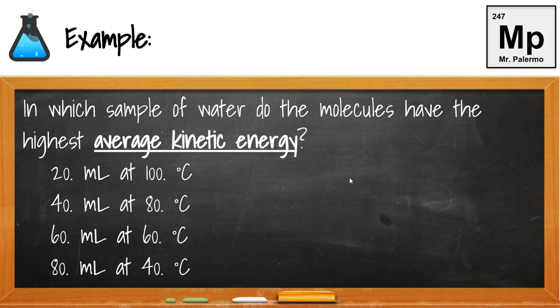So here's an example. In which sample of water do the molecules have the highest average kinetic energy? So again, kinetic energy being energy of motion. And so if you recall, average kinetic energy is a definition of temperature. So we can replace that with the word temperature. And now the question is much easier. In which sample of water do the molecules have the highest temperature? Well, in that case, it's going to be the first one, which is 100 degrees Celsius. So the question is basically asking, which sample of water are the molecules moving the most? Well, they're moving the most when they have the highest temperature, the highest average kinetic energy, energy of motion.